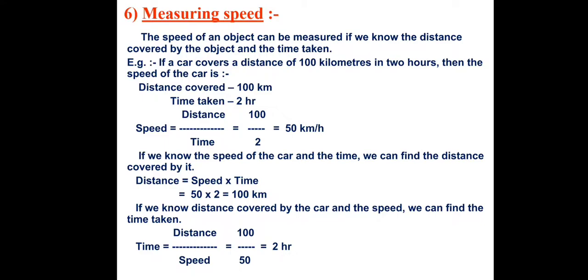And if we know the speed of the car and time, then we can find the distance covered by it. It means out of these three, speed, distance and time, if you know any two, you can find the third one. If distance and time is known to you, you can find the speed. If speed and distance is known to you, you can find the time. And if speed and time is known to you, you can find out the distance. So very simple mathematics, you do this. So distance is equal to speed into time. And if we know the distance covered by the car and the speed, we can find the time taken.